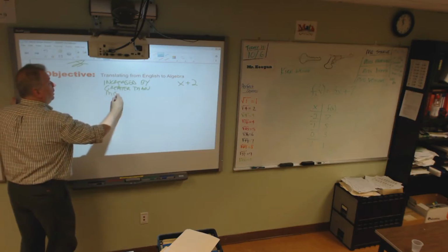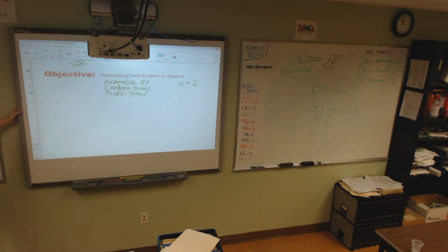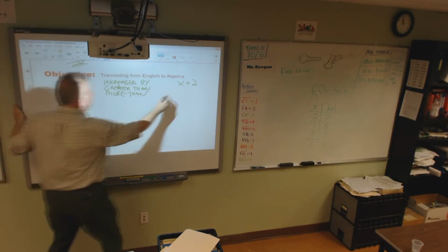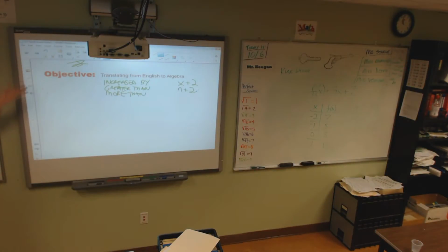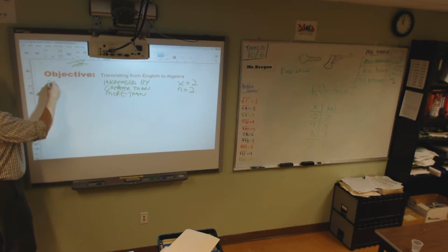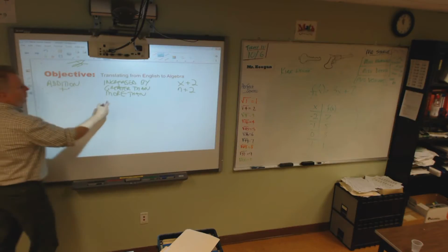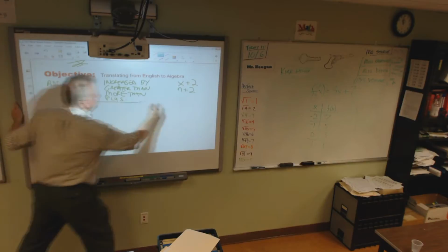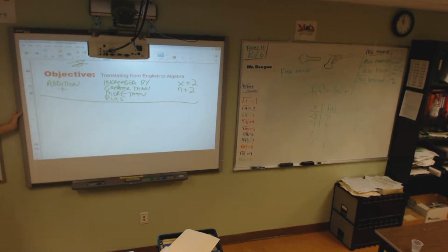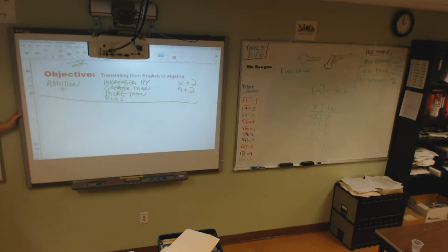They can also say more than. 2 more than a number is x plus 2, or n plus 2, right? It doesn't matter. Sometimes with word problems they use n instead of x. Same idea. So these are all words that tell you you're using addition. They can also say plus, or they could use the ones we just learned: sum or total. That tells you also that you're using addition, okay?